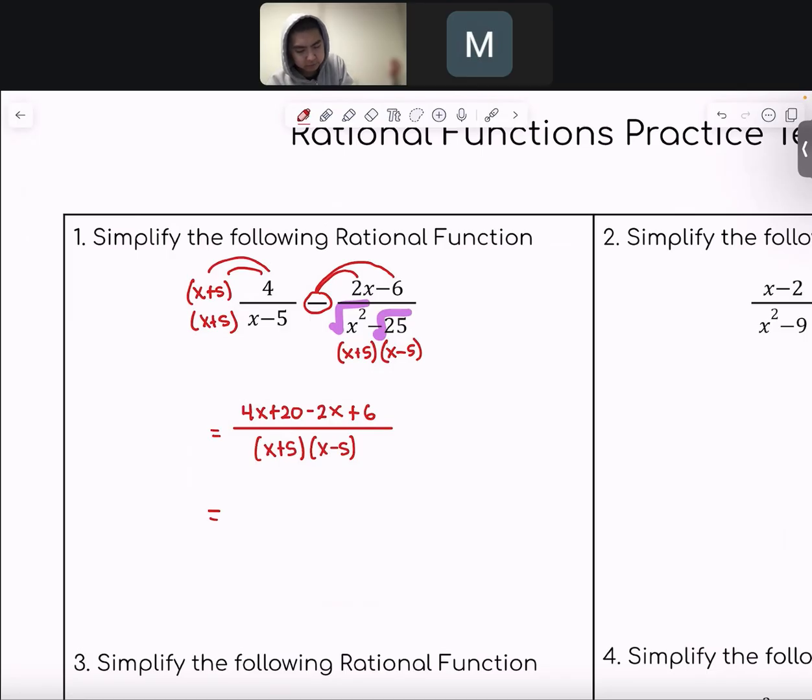And then from here, you guys just combine like terms. So these can combine, and these can combine. So 4x minus 2x, that's 2x. 20 plus 6 is plus 26. Over x plus 5, x minus 5. So whenever you add or subtract rational functions, you just need to get them to have the same common denominator. I looked at this and this needed x plus 5 so that it can match up with that one.